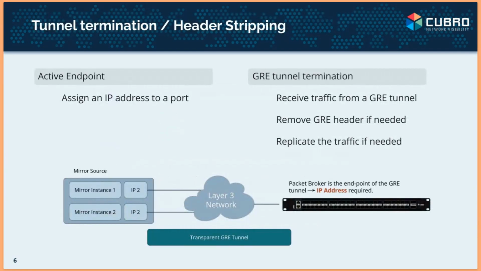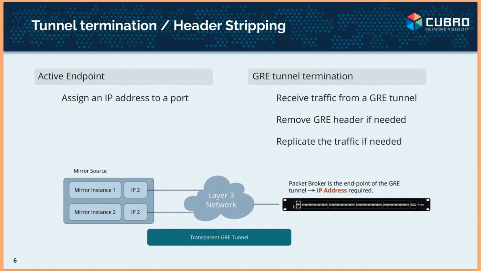So let us go through the different options. First of all, tunnel termination and header stripping. As said, it's not always needed to have a TAP. It's just our recommendation. If you don't have a TAP, typically traffic comes via a mirror session to a packet broker. So what does the packet broker need to get this traffic? It needs to be able to assign an IP address to one of its tool ports, so the ports where the traffic comes in.